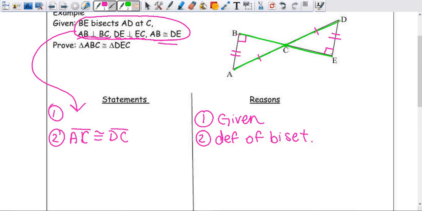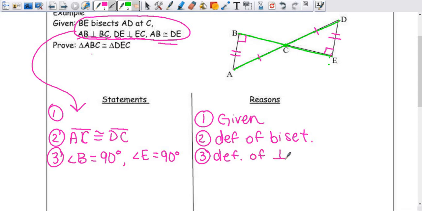All right, the next statement we used AB perpendicular to BC to get this right angle right there. So we were able to say that angle B equals 90 degrees. And we also used that DE was perpendicular to EC to say that angle E was 90 degrees. And those were both from the definition of perpendicular. So the fact that we knew two lines were perpendicular let us mark angles B and E as right angles. All right, and then we were able to mark AB congruent to DE.